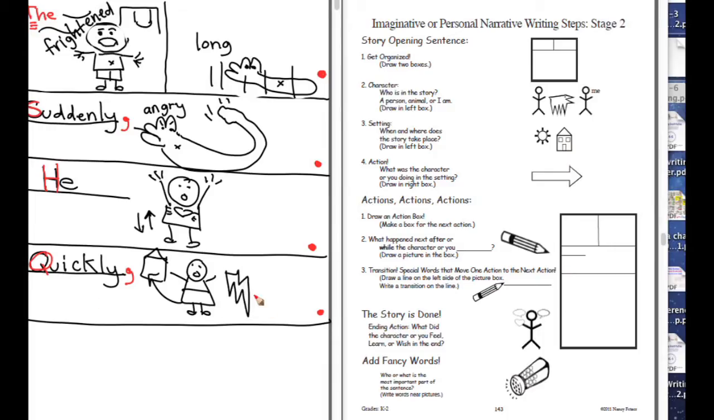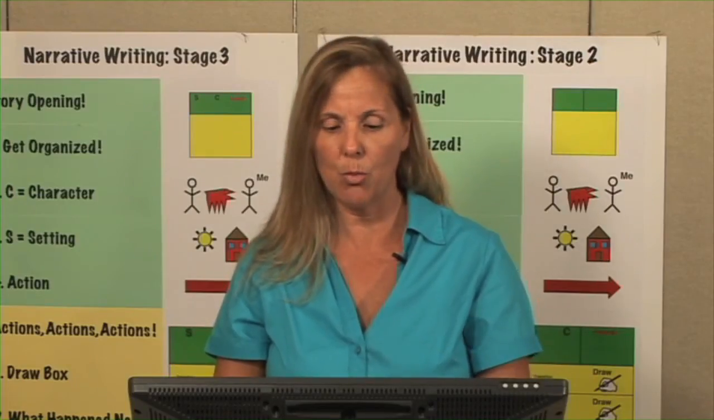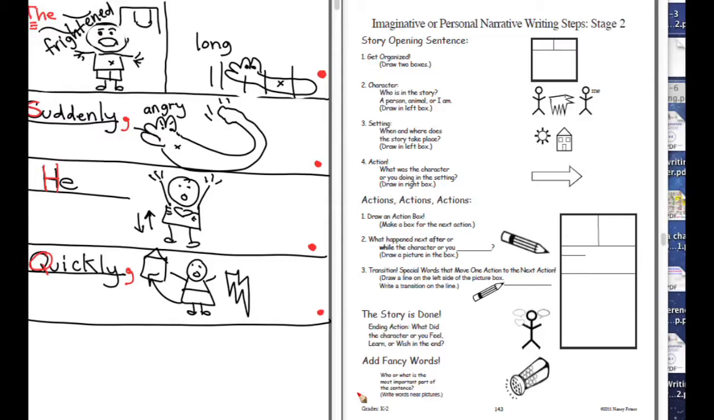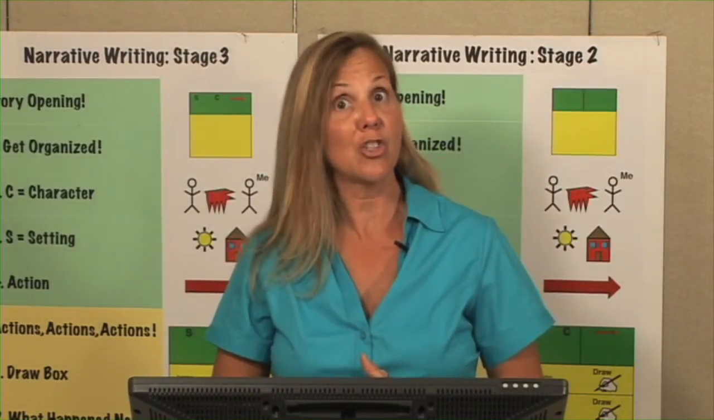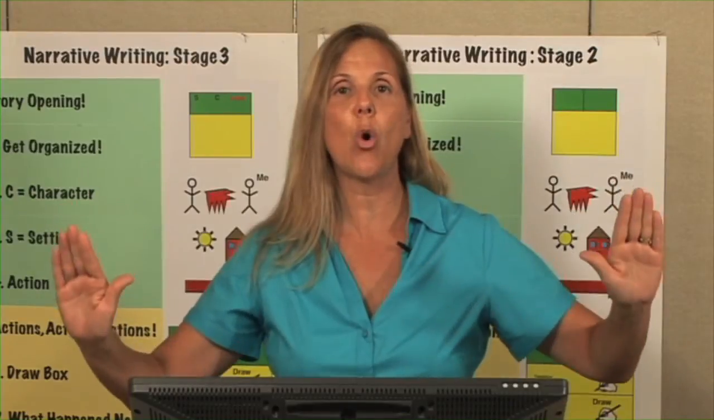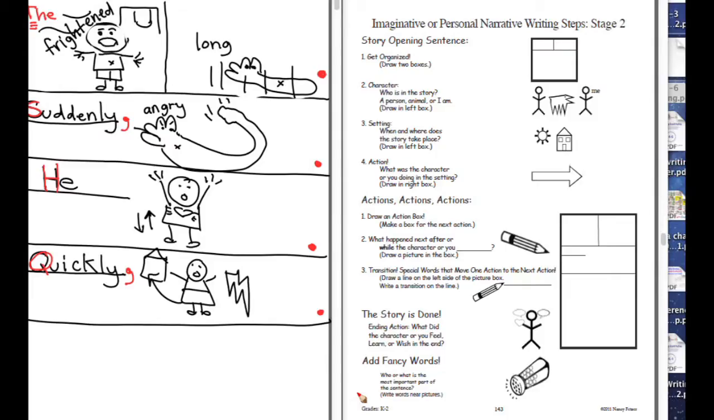We have the whole story. We said, well, we think this story is done. We don't need to go any further. So we're now at the last part of our story, and what is that? Let's see, we have story opening, did it? We finished our actions, actions, actions. Now what do we have? The story is done. At the bottom of our box, we're going to ask, when the story is done, what did the character feel, learn, or wish in the end?